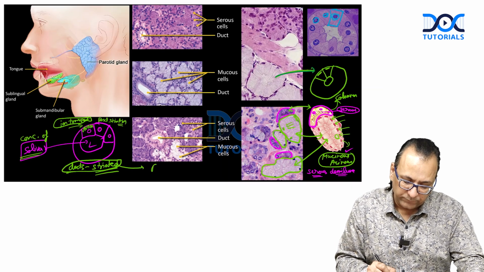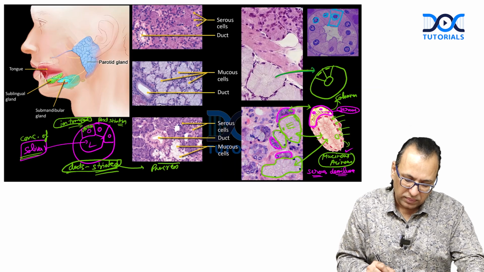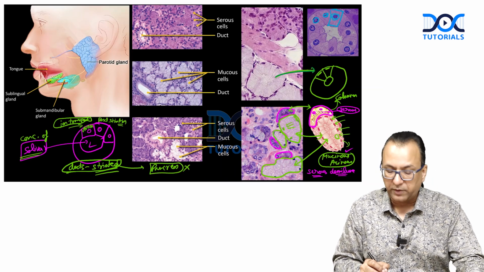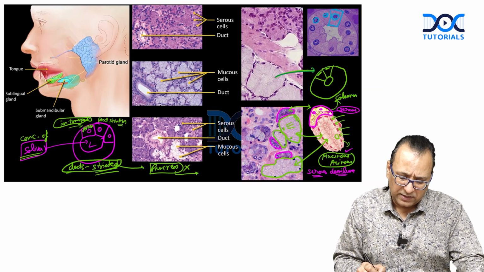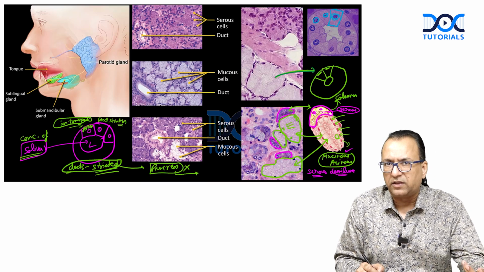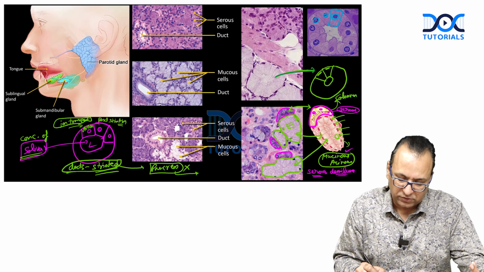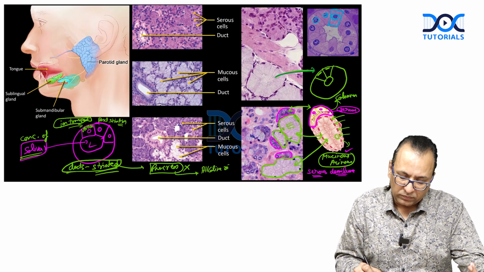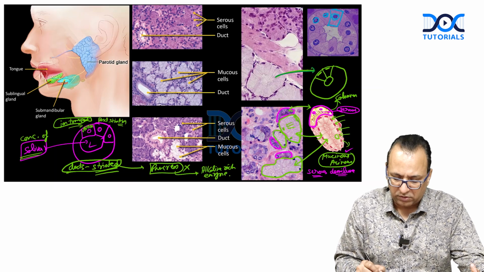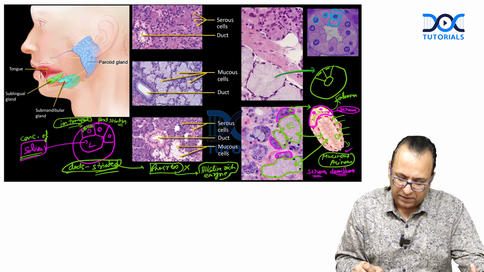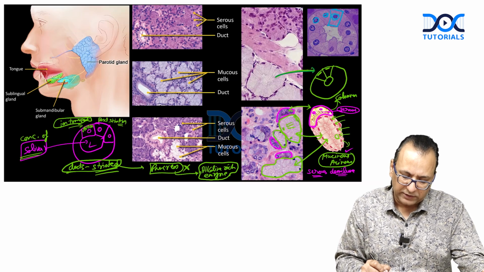Compare it with the pancreas. Pancreas does not have striated ducts, because in the pancreas the ducts do not have to concentrate the secretion. They are just carrying the secretion. Like in the pancreas you have bicarbonate alkaline rich enzymatic secretions. You don't have to actually concentrate anything. So pancreatic ducts are not striated.